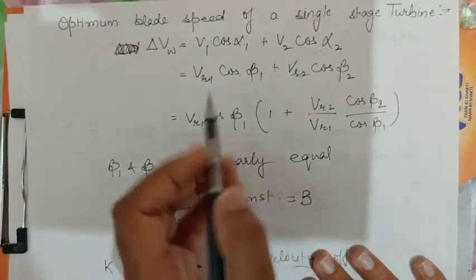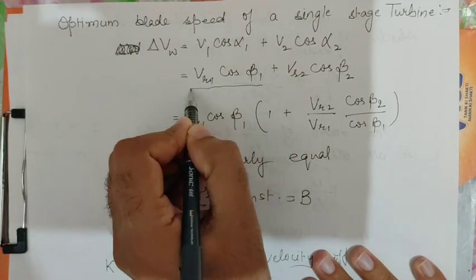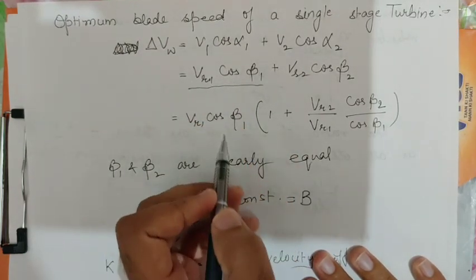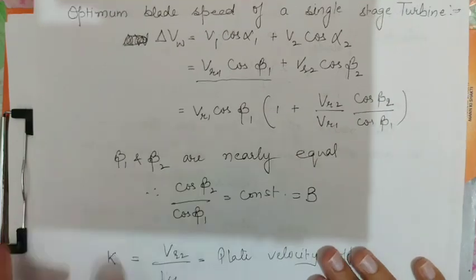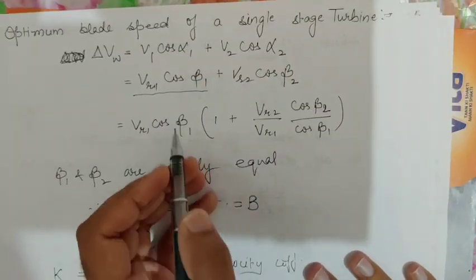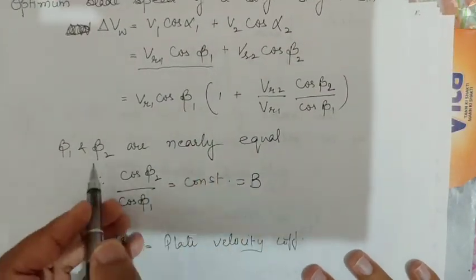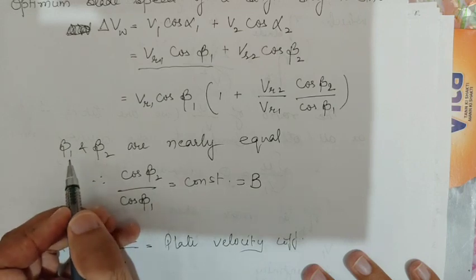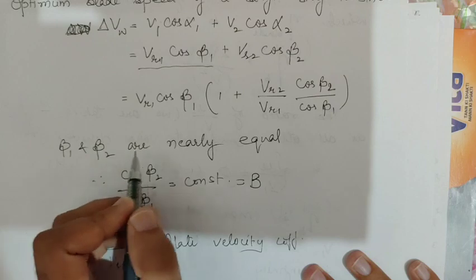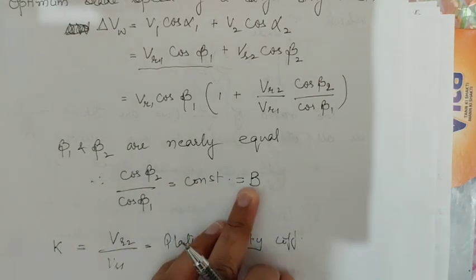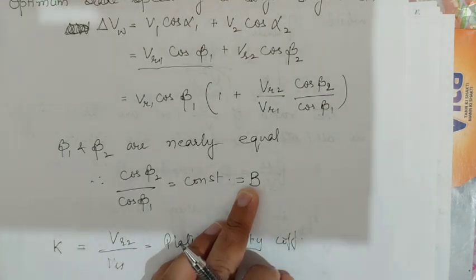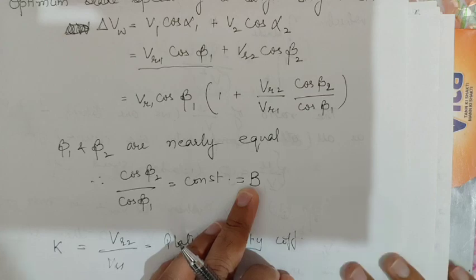So taking this vr1 cos beta 1 common, we can write it as this equation. Now we are taking an assumption that beta 1 and beta 2 are nearly equal. What are beta 1 and beta 2? Beta 1 and beta 2 are the inlet and outlet blade angle.